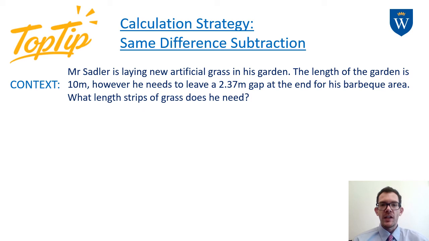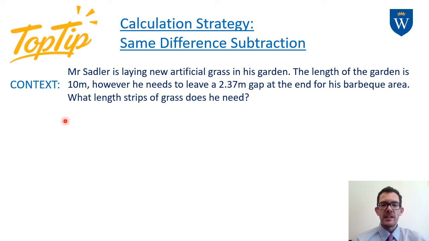Now, whenever I teach calculation, I always want to put it in a context to make it real. So the context of this subtraction is about Mr. Sadler, and he's laying some grass in his garden. Now, I've used the numbers 10 meters and 2.37 meters. So this question is more appropriate for Year 5 and Year 6 children. However, if you wanted to try it with your child and simplify it to maybe 100 of something and then 23 of something, you could do, and you can change the context however you want.